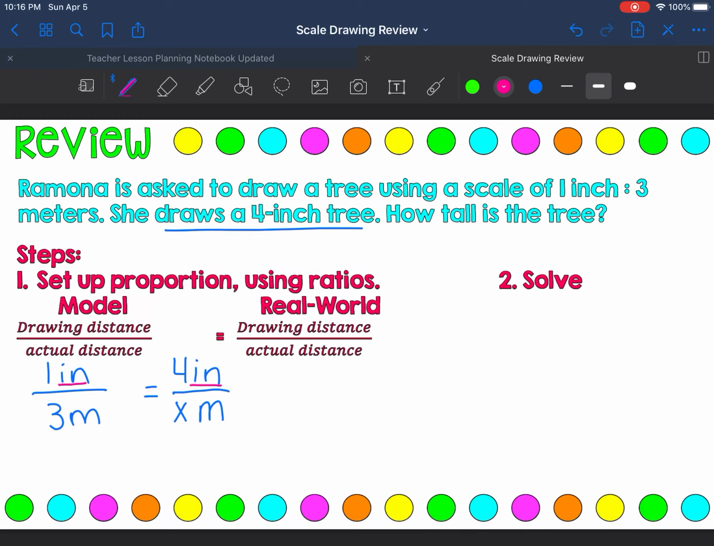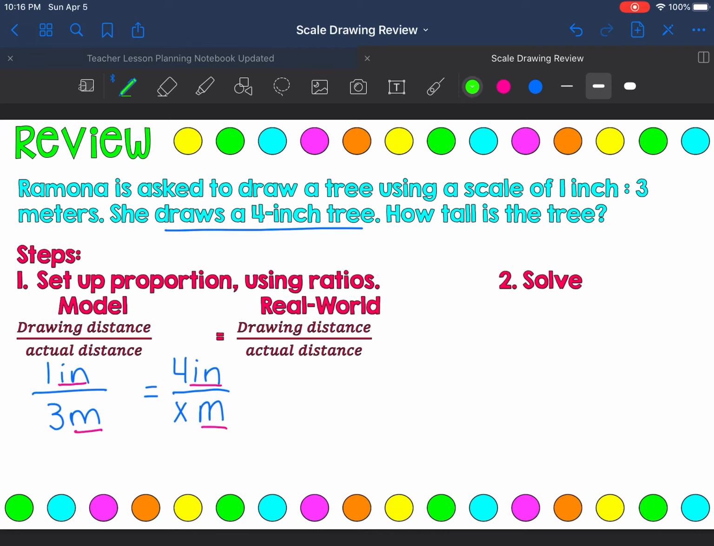Now, take a close look. Do you see how we have inches in the numerator? Then that means inches needs to be in the numerator for the real world. I have meters in the denominator for model, so meters is going to be in the denominator for the real world. If you get that your scale, 1 inch to 3 meters, is inches over meters, then all you have to do is plug in the numbers that go with inches and the numbers that go with meters into this equation. It is always going to be the same proportion. Model equals real world, drawing distance over actual distance.